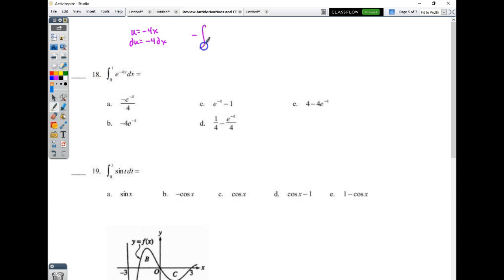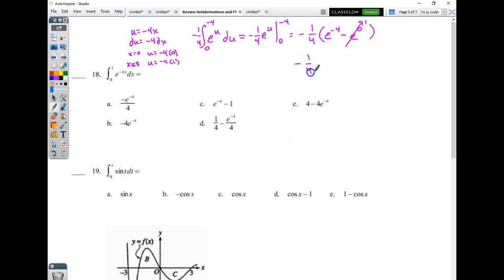So this gets rewritten as negative 1/4 times the integral of e to the u du, where when x equals 0, then u, which is negative 4 times 0, is 0. And when x is equal to 1, then u is equal to negative 4 times 1, which is negative 4. So I can call this negative 1/4 e to the u evaluated from 0 to negative 4, or negative 1/4 e to the negative 4 minus e to the 0, which is 1.